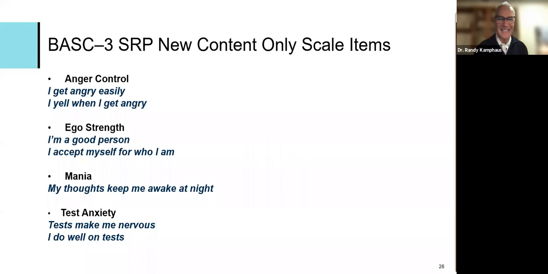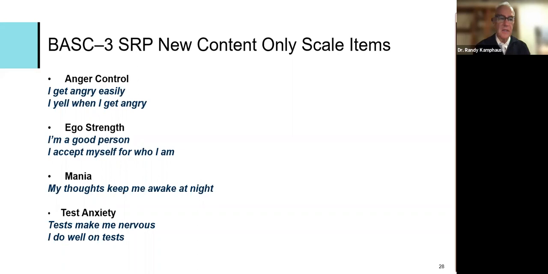Okay, content scales. For the content scales, anger control, the item content, as you see, we tried to make homogeneous in order to increase reliability, both internal consistency reliability and stability. Ego strength, like resilience, is a very important scale and says a lot about a child or adolescent or college age student.